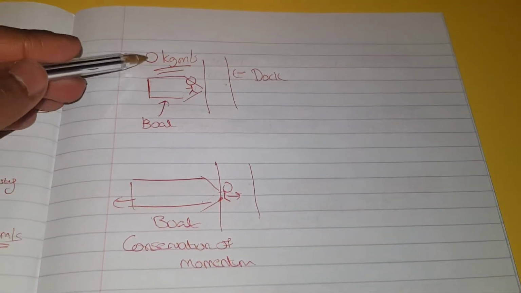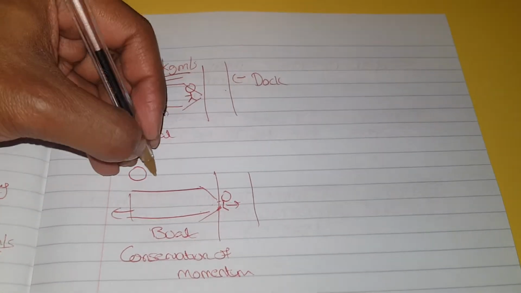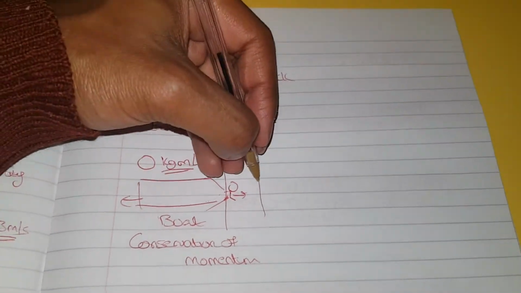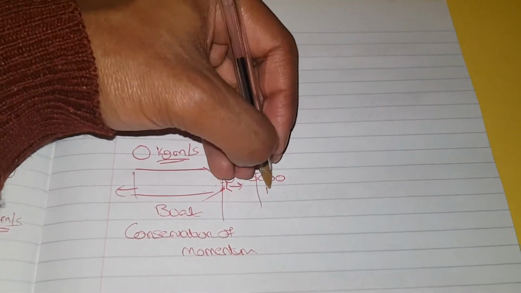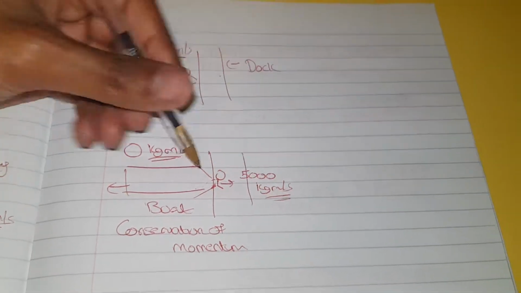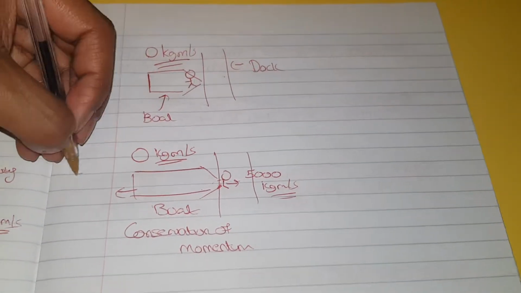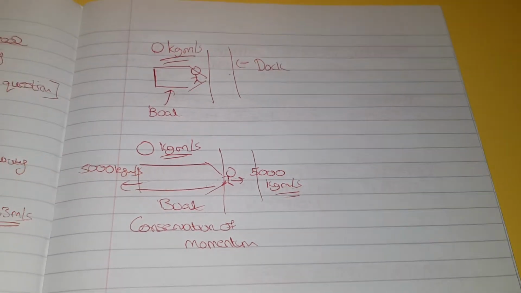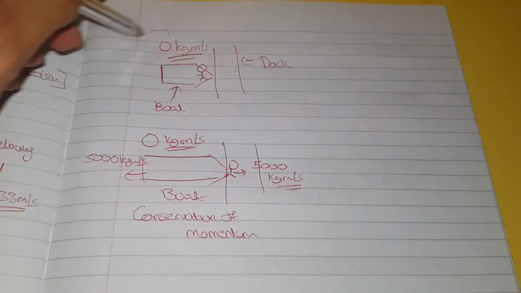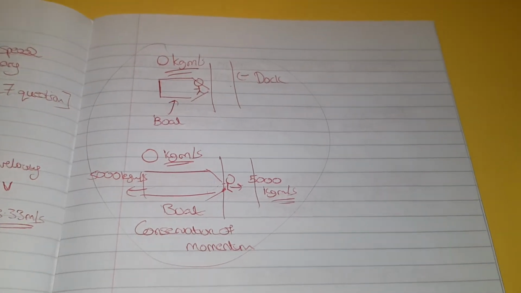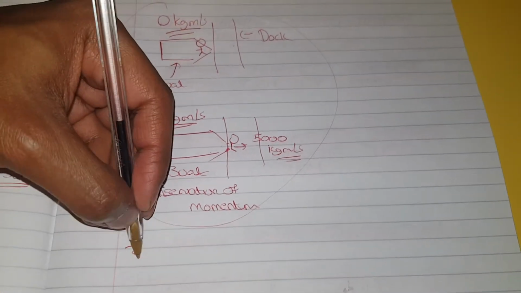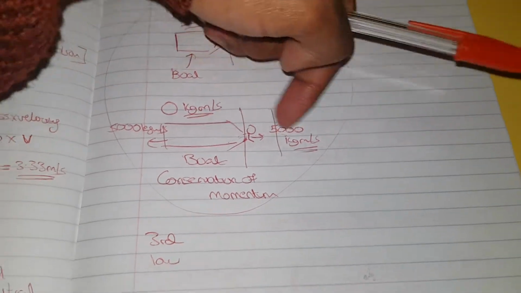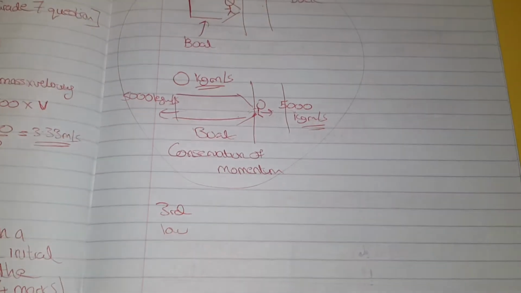Because if your total momentum to begin with is 0, your total momentum after also has to be 0. So if the man, hypothetically, moves with 5,000 kg meters per second of momentum this way, the boat will also move with 5,000 kg meters per second that way. Similar to the bullet question. They might ask you to link it to one of Newton's laws, and that is Newton's third law: for every action, the guy moving this way, you have an equal but opposite reaction that way.